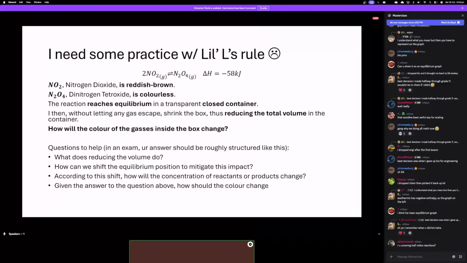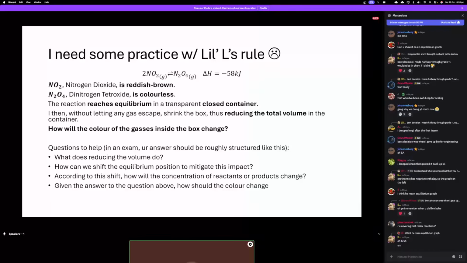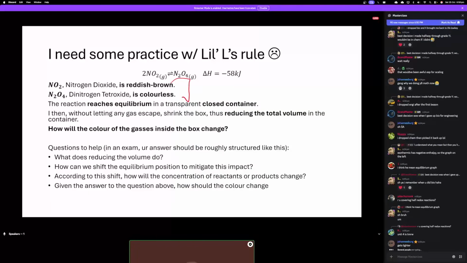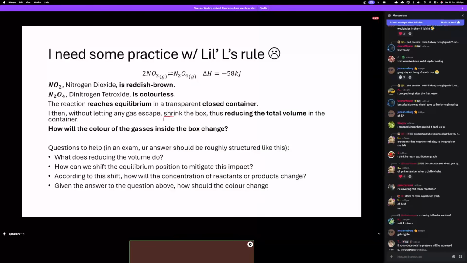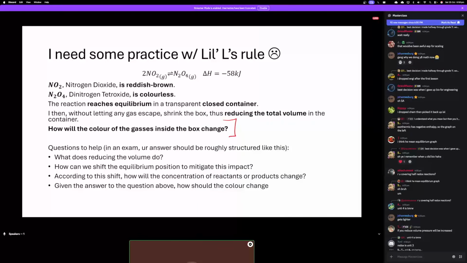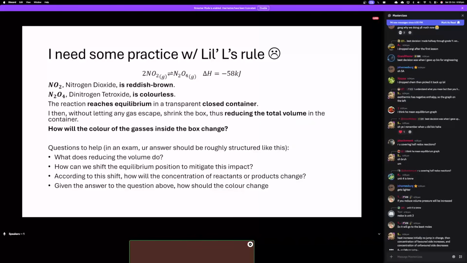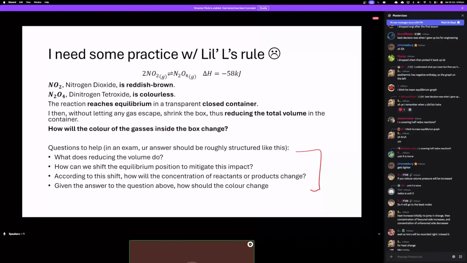But we have our classic case again. I have nitrogen dioxide, and I'm telling you, nitrogen dioxide is reddish brown, and dinitrogen tetroxide is colorless. It reaches equilibrium in a transparent closed container. I've said transparent so you can see the colors. I'm going to shrink the box, which will reduce the total volume. And I want you guys to tell me how you think the gases inside the box will change. When you are typing up your answers or writing on an exam, these are the kind of things you should be considering and explaining in your answer.